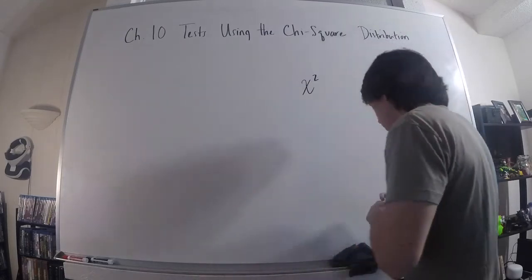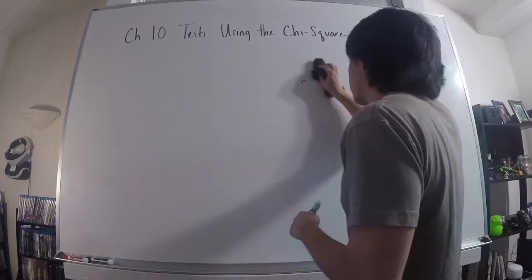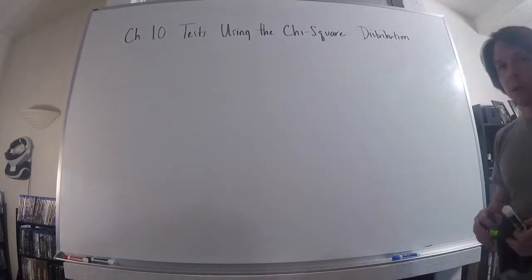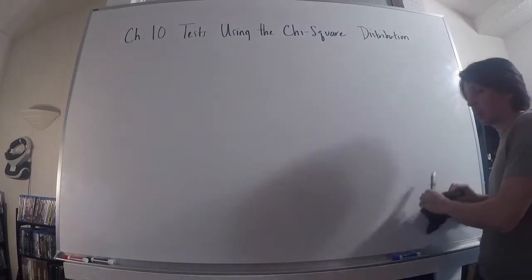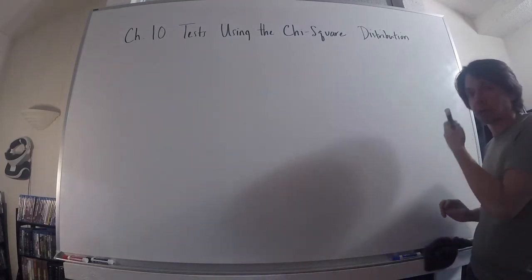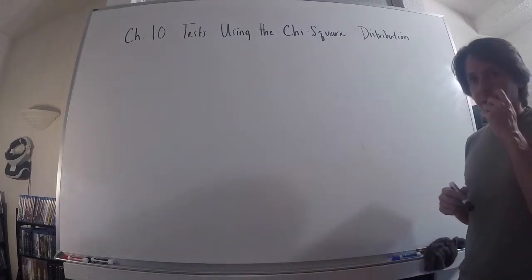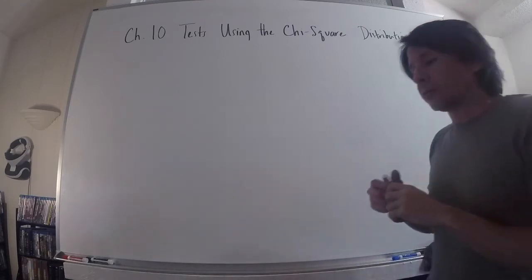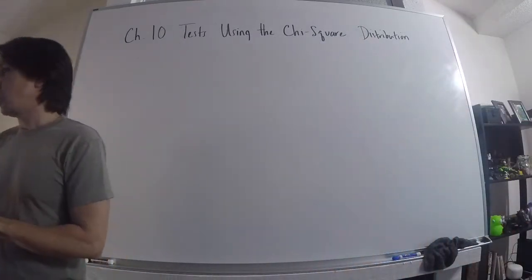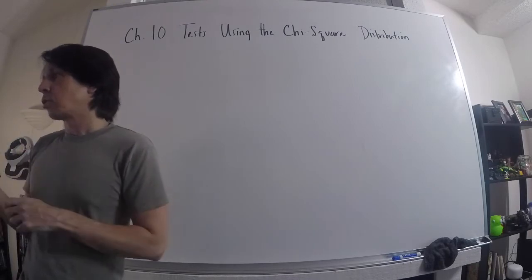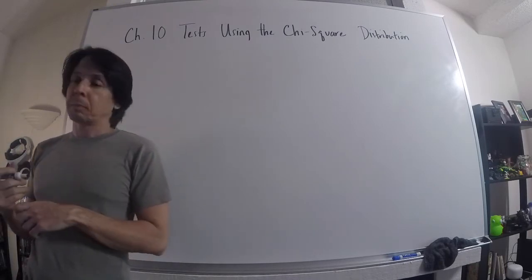There are two tests that we include in the book that use the chi-square distribution. We're only going to go over one of them. So we're going to do 10.1, which is introducing you to this distribution, and 10.2, which is called the goodness of fit test. 10.3 is a test of independence, but I can trim it down, so I'm going to trim that off, and we're just going to wrap it up at 10.2.